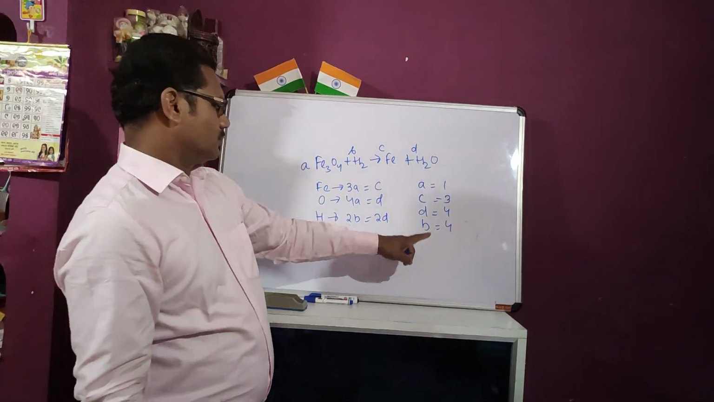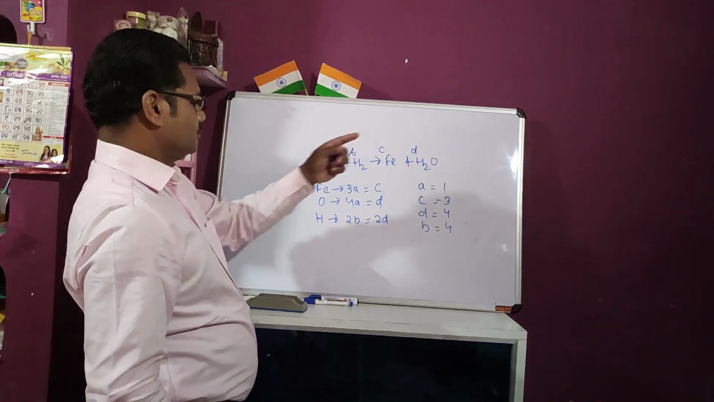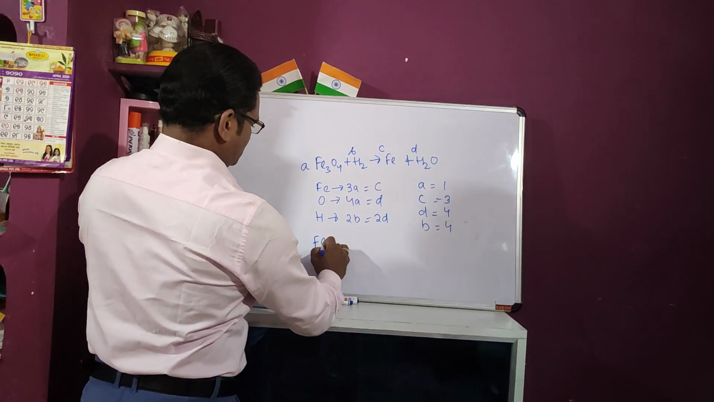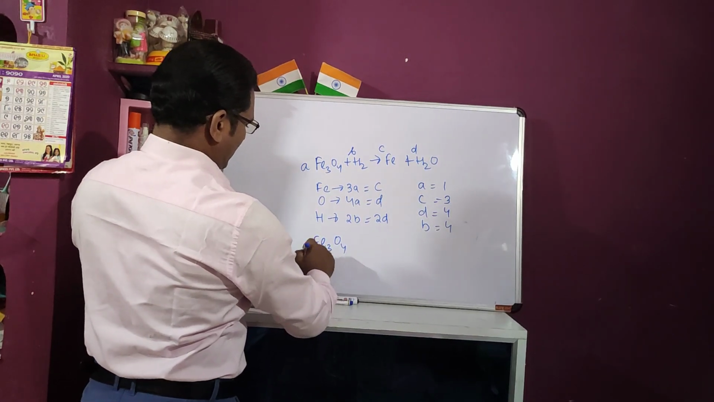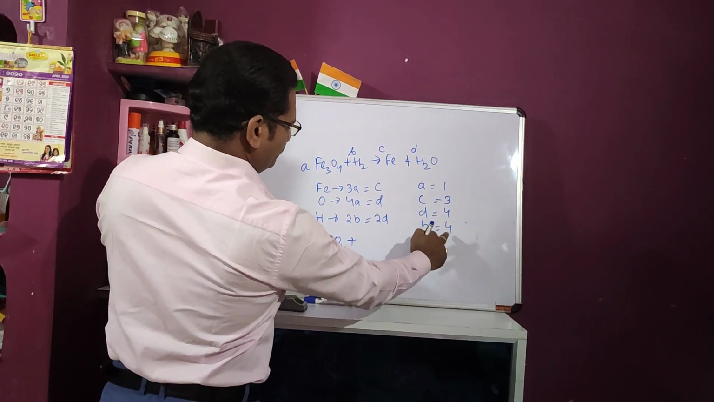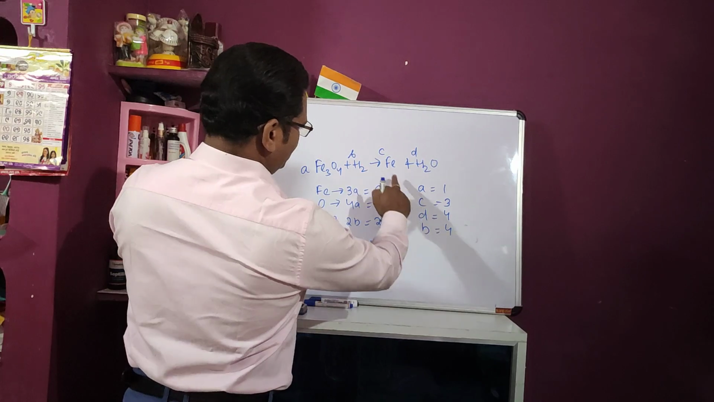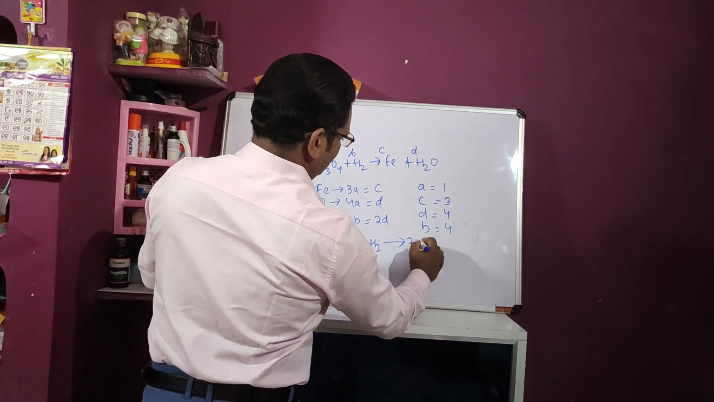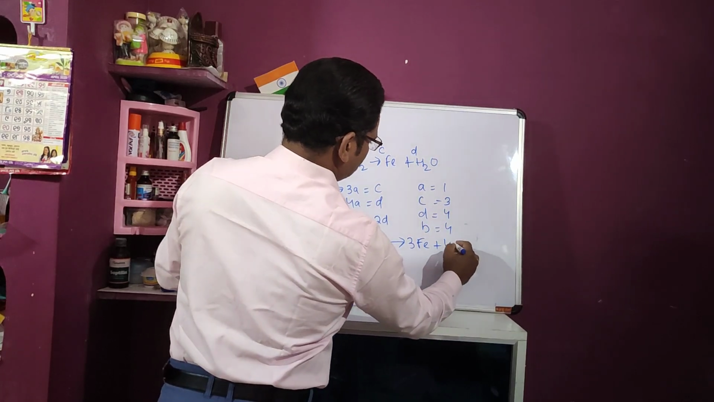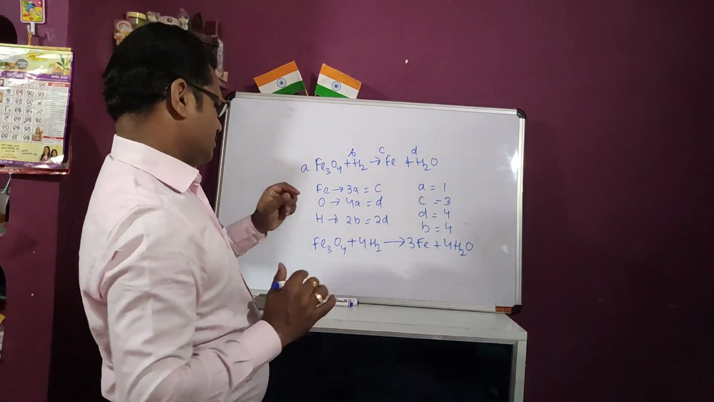B equals 4, 4A equals B. Now all of this I shall put here: A Fe2O3, Fe3O4 I need not write, plus B H2, B is 4, so 4H2 gives C Fe, C is 3, so 3Fe plus D H2O, D is 4, equals 4H2O. Let's see if it is balanced or not.